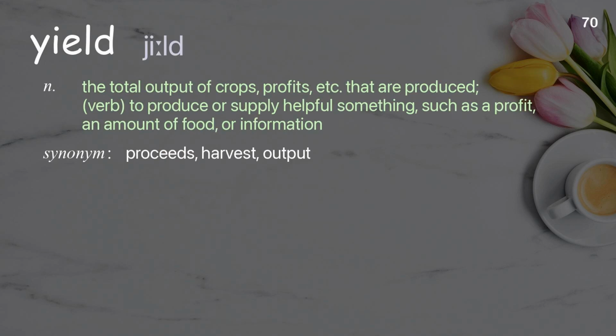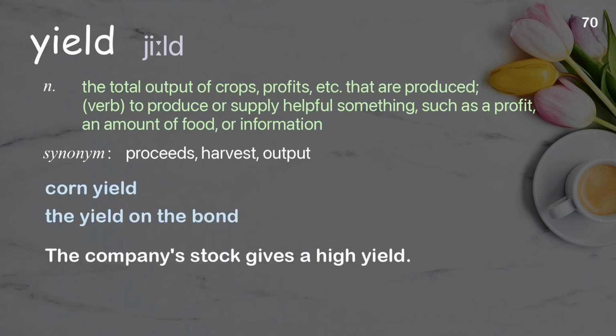Yield. The total output of crops, profits, etc. that are produced. Verb: to produce or supply something helpful, such as a profit, an amount of food, or information. Examples: Corn yield, the yield on the bond. The company's stock gives a high yield.